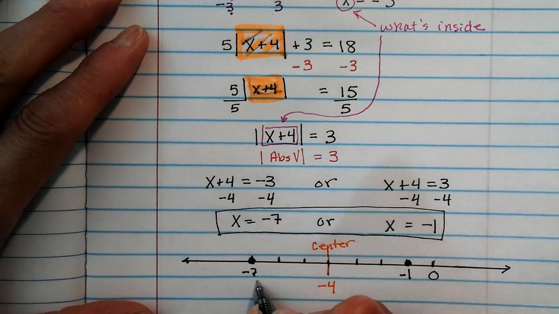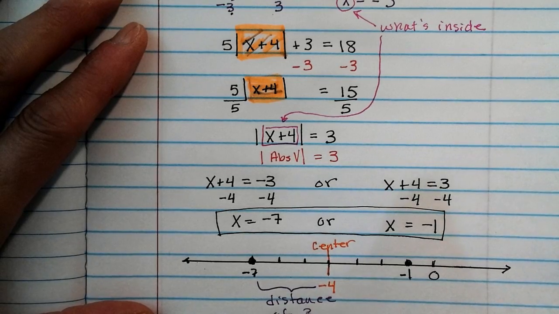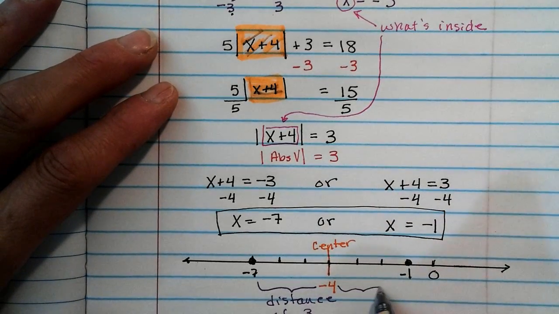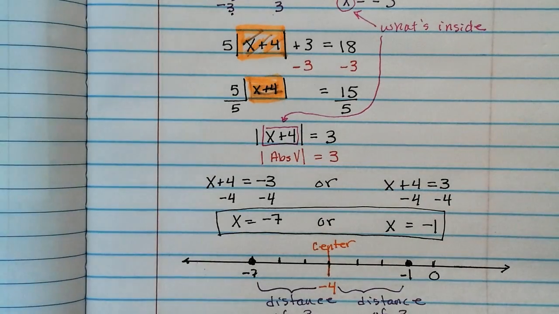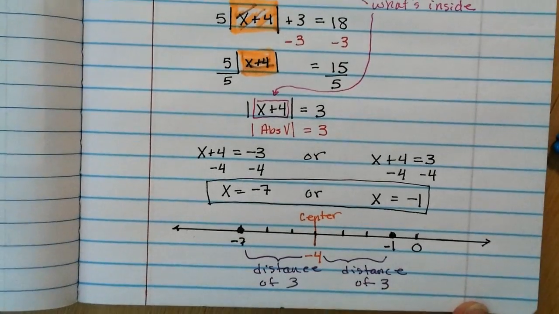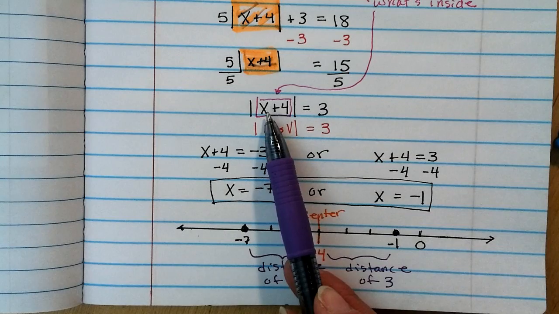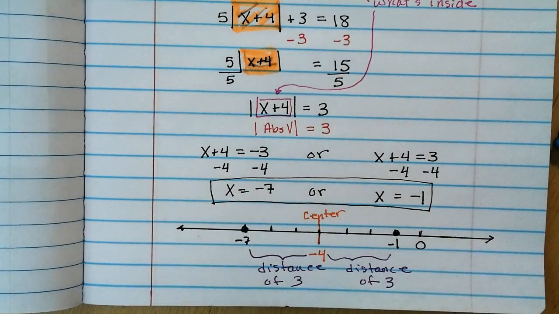And here we have a distance of 3. And here we also have a distance of 3. So that is why we get different answers, because we're solving for x, and x has something happening to it in the center. So that's the whole concept behind absolute value.